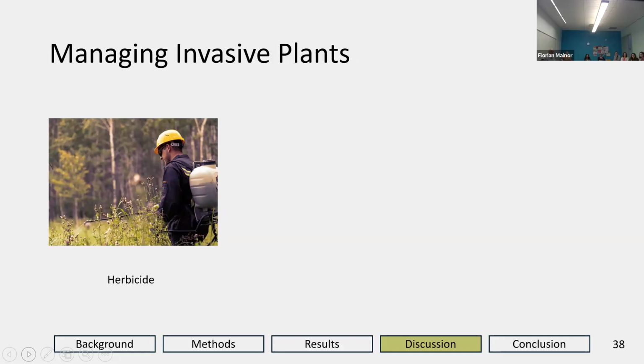You have to pay the person to apply the herbicide. And herbicides can also pose a danger to native plants, to wildlife, to visitors to the forest, and also to the people who are applying the herbicide. So it's a useful tool, but it's generally not advisable to rely on it too much.